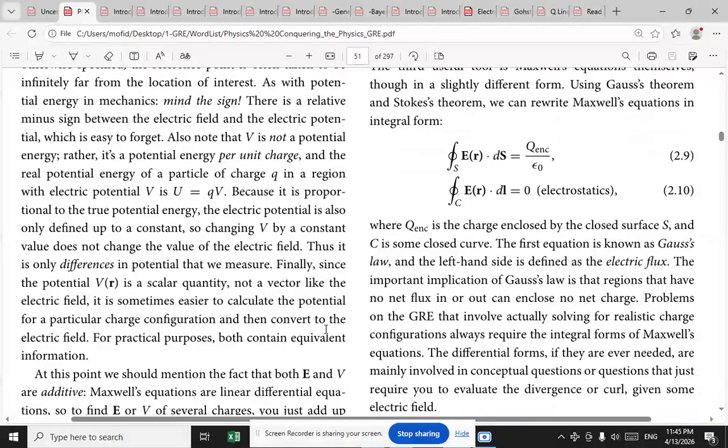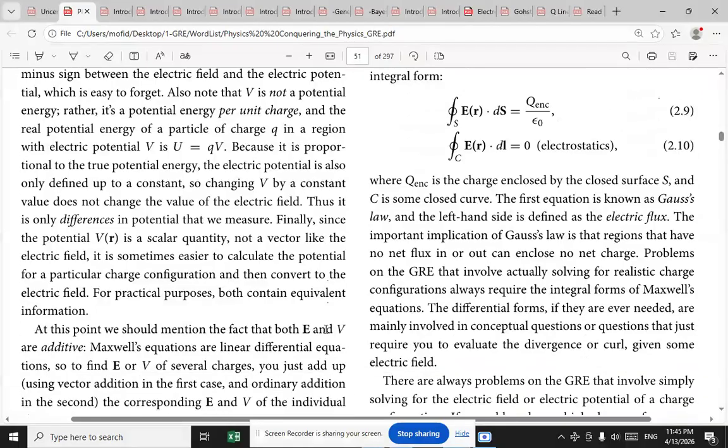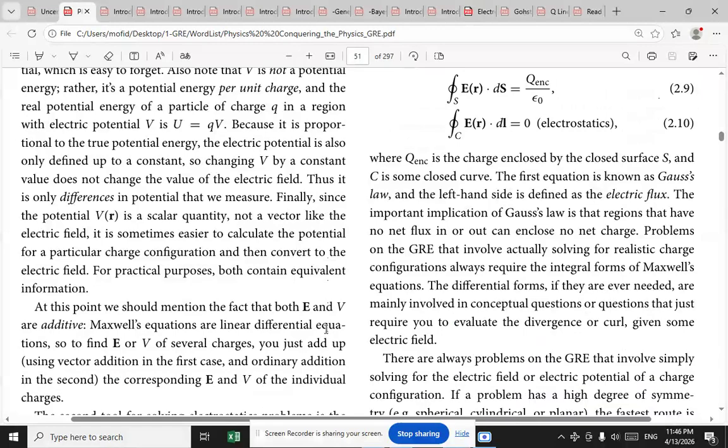The first equation is known as Gauss's law, and the left-hand side is defined as the electric flux. The important implication of Gauss's law is that regions that have no net flux in or out can enclose no net charge. Problems on the GRE that involve actually solving for realistic charge configurations always require the integral forms of Maxwell's equations. The differential forms, if they are ever needed, mainly appear in conceptual questions or questions that just require you to evaluate the divergence or curl given some electric field.